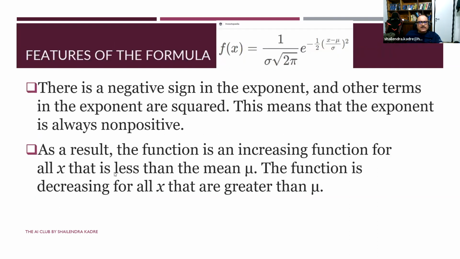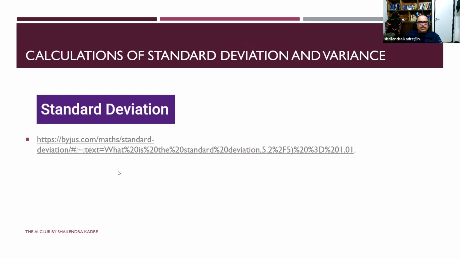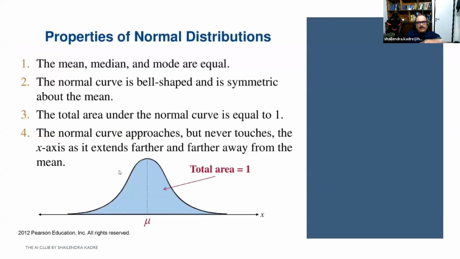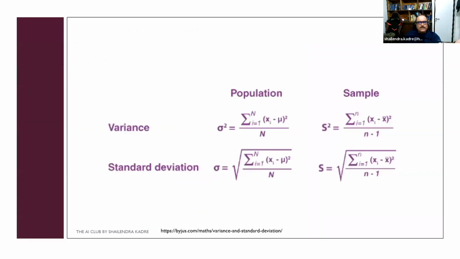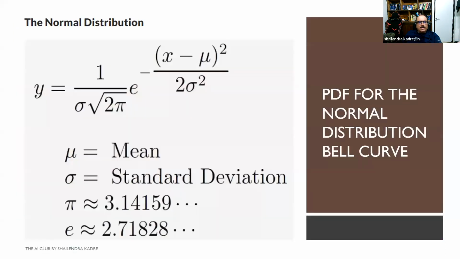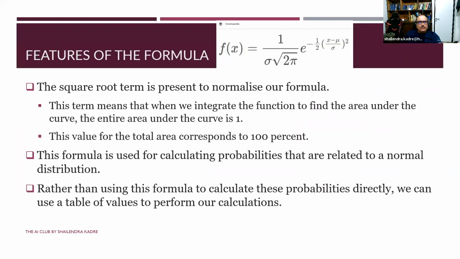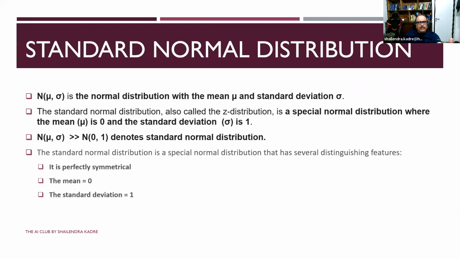The curve is perfectly symmetrical around mu, right? You can see the left hand side is the same, and the right hand side is the mirror image of that. So the curve is perfectly symmetrical about mu. And for the standard normal distribution, we know that mu, the mean, is equal to 0, and the standard deviation, which we denote by sigma, is 1.